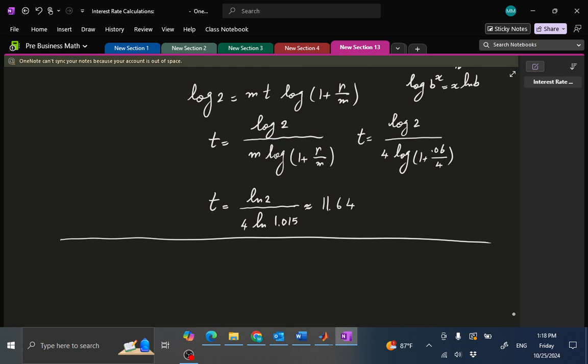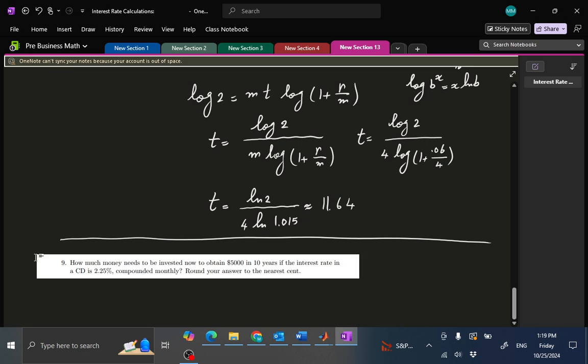Now let's go ahead and take a look at another example. Okay, here's a problem from your textbook. How much money is needed to invest now to obtain $5,000 in 10 years if the interest rate in a CD, a certificate of deposit, is 2.25% nominal interest rate, and we are compounding monthly? With a CD, you put the money in, you cannot take it out, and the interest rate is a fixed number given at the very beginning. Round your answer to the nearest cent.